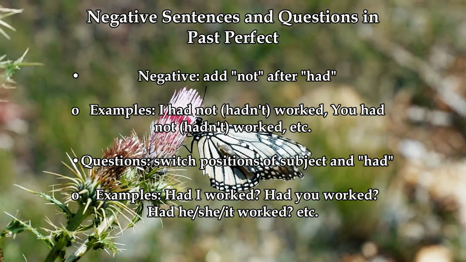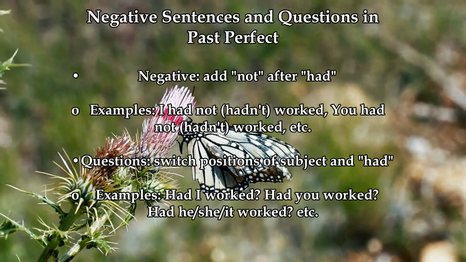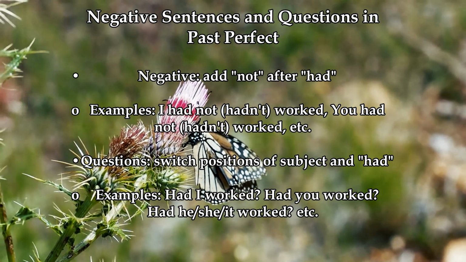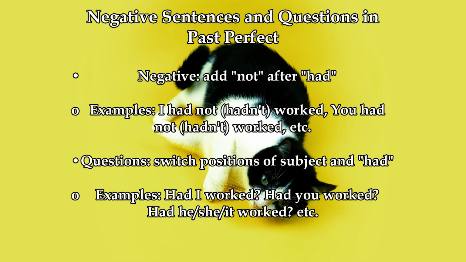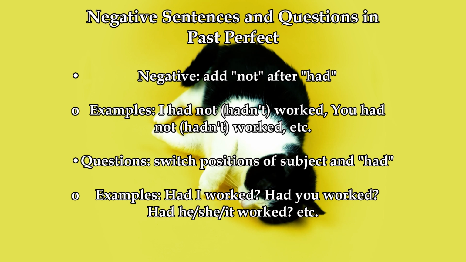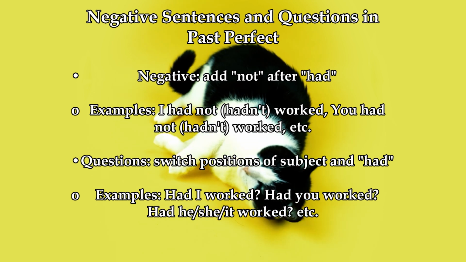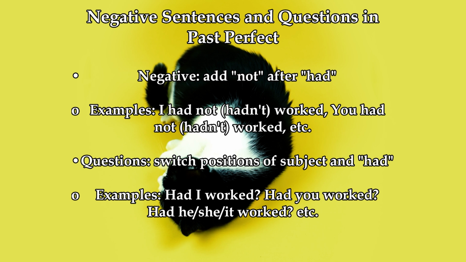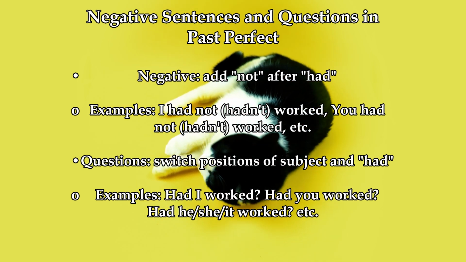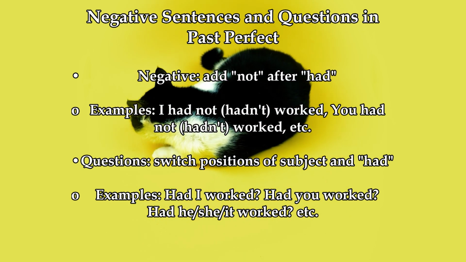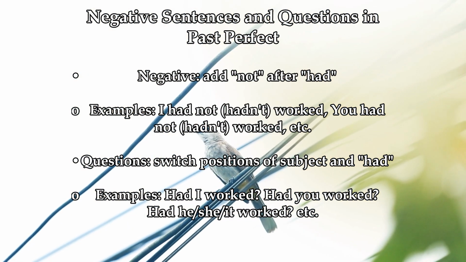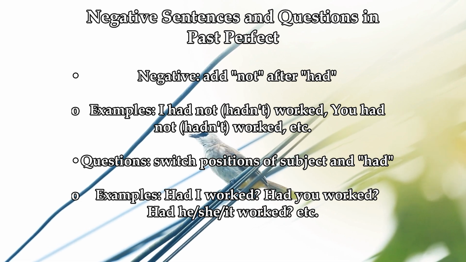For negative sentences in the past perfect, you add not after had. I had not, hadn't, worked. You had not, hadn't, worked. He, she, it had not, hadn't worked. We had not, hadn't worked. They had not, hadn't worked.